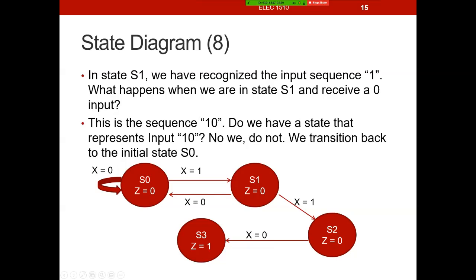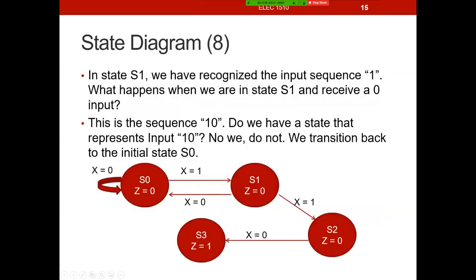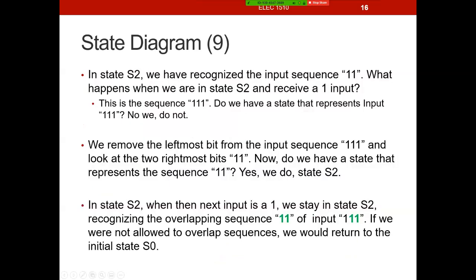We need to account for S2 next. We need to say, what happens if we're in S2? So in state S2, remember, we get there because we've recognized the input sequence 1, 1. We're here because our input sequence is 1, 1. We've already handled the case of what happens when X is equal to 0. We need to handle the case of what happens when we've seen X equal to 1 in this state. So that's what this is saying. When we're in S2, we've already recognized sequence 1, 1. What happens when we're in state S2 and receive a 1 input?